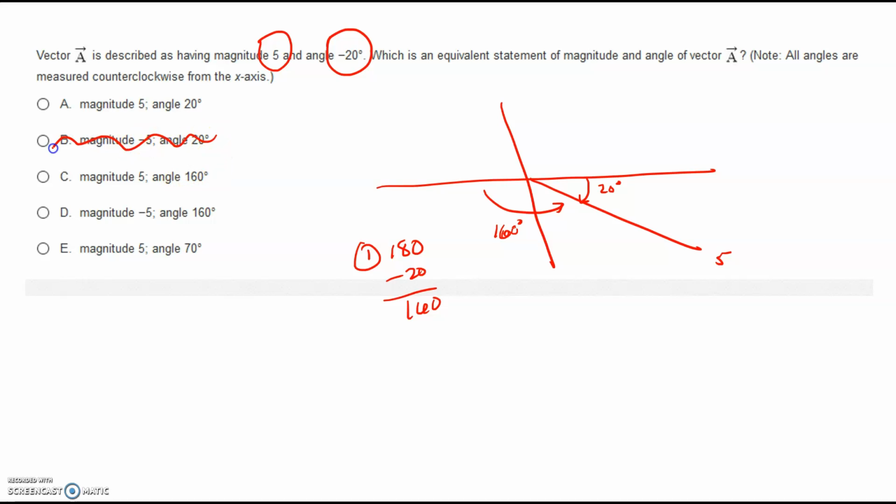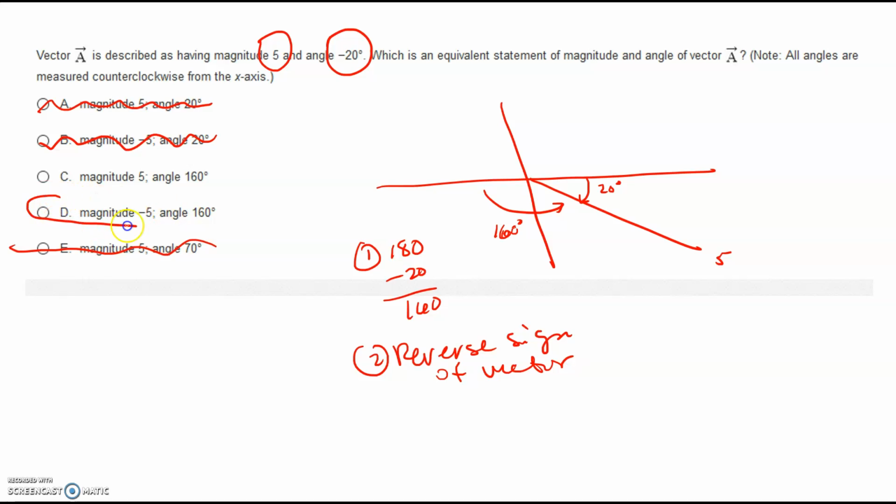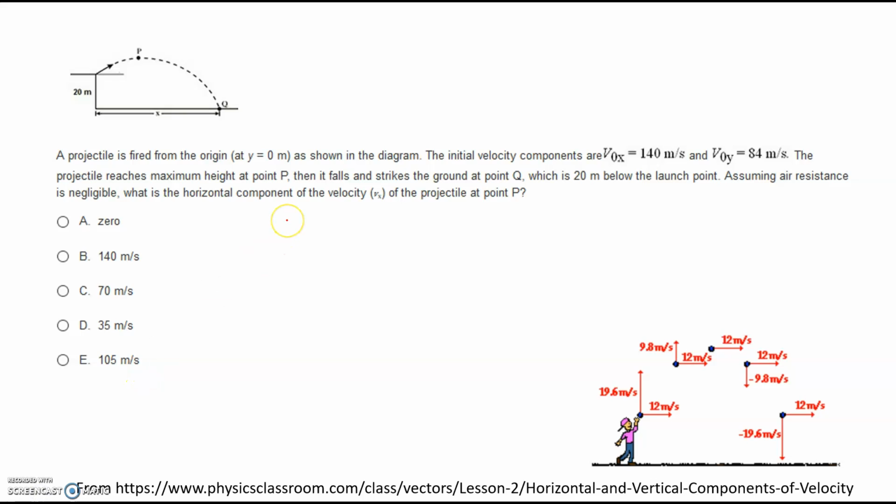So I'm going to get rid of these, and this one here. And then I need the opposite, or to reverse the sign of the vector. So it's going to be this one. Okay. This was a fun one.